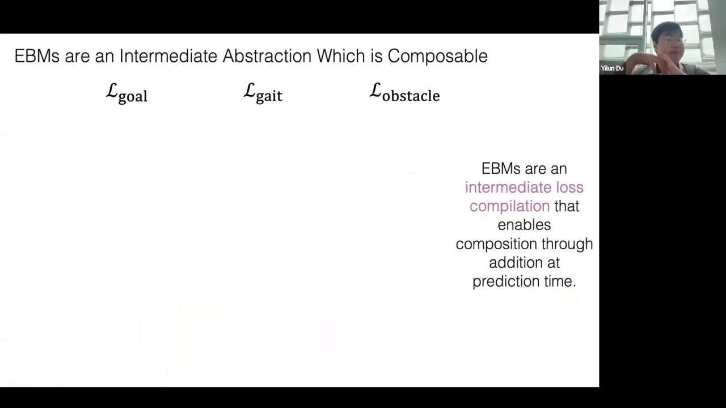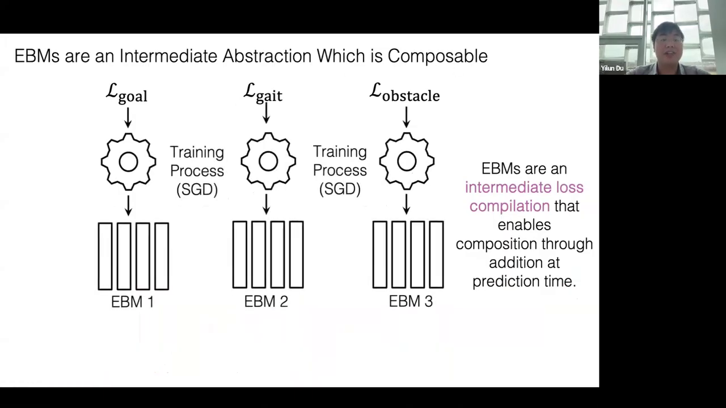You can view this idea of energy-based models as an intermediate compilation of training that allows you to compose multiple different loss functions together. The idea is if you have a loss function for reaching goals, another one for having trajectories of a particular gait, and a third one for having trajectories avoid obstacles, you can use these 3 loss functions to learn 3 separate energy-based models, where each energy-based model encodes a set of trajectories that satisfies a specific property, either reaching the goal, having a particular gait, or avoiding obstacles. Once you have these 3 energy functions, you can now add the 3 energy landscapes together. And this composed energy landscape will have low energy exactly on the trajectories that have all 3 of these properties.